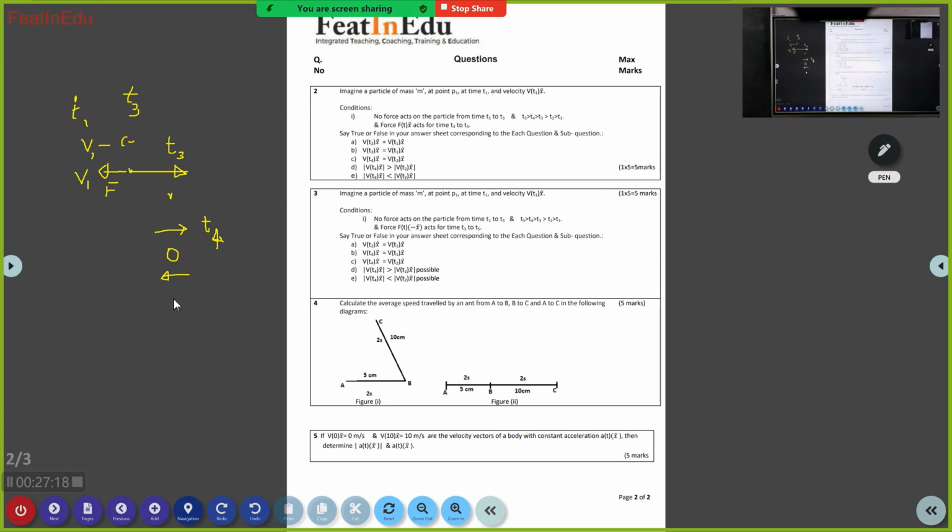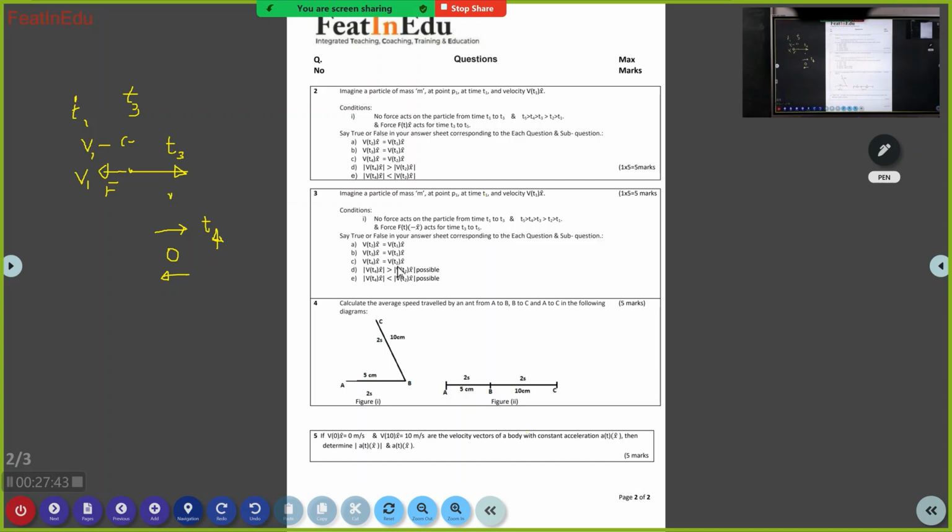You are riding a cycle and your friend started pulling it back. After some time the speed will decrease, or the cycle can stop, or the cycle can start moving in the opposite direction. All four considerations are there. So if you say V at T4 is equal to V at T2, what do we get?